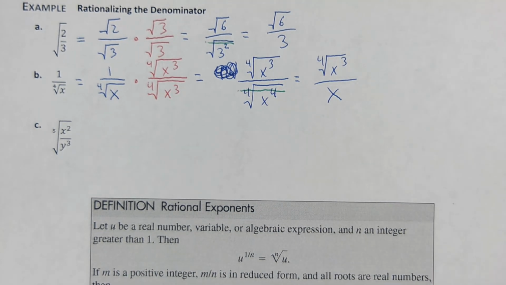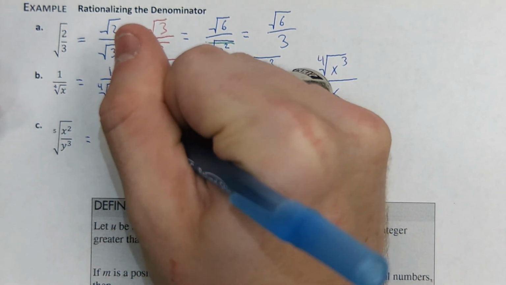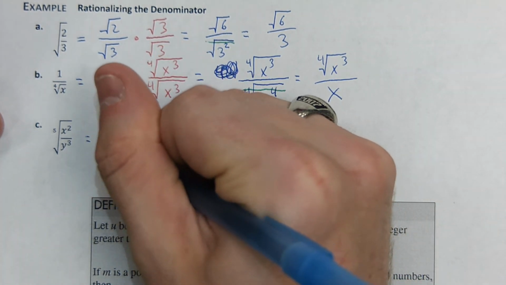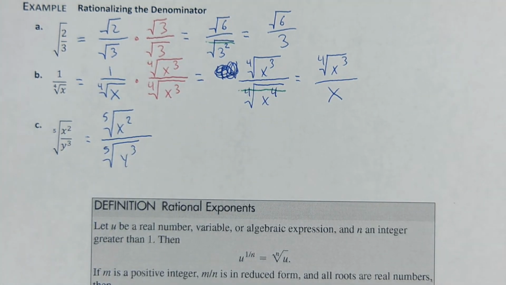Alrighty. So question C here is going to combine the two concepts from A and B. So we do have a fraction inside our radical. So what I'm going to do is write this as the fifth root of x squared over the fifth root of y to the third. That fifth root on the top of the fraction, no big deal. That's not a problem. The problem is we have a radical on the bottom of the fraction. That's the no-no.